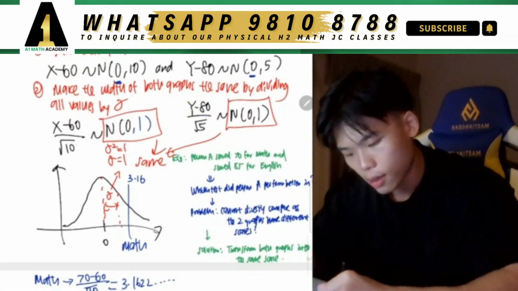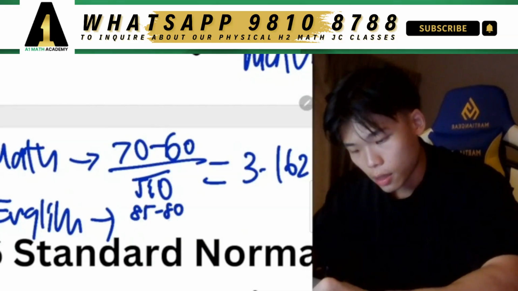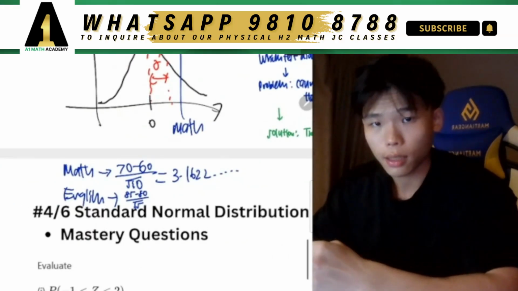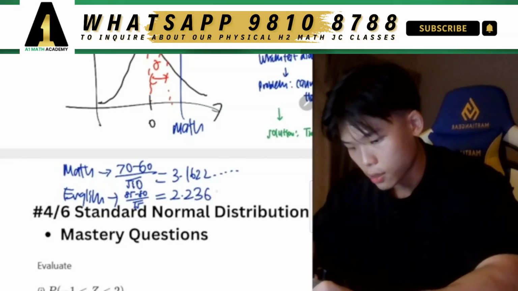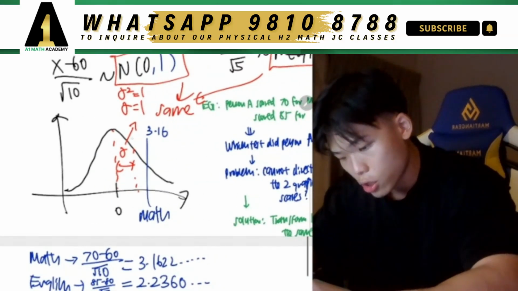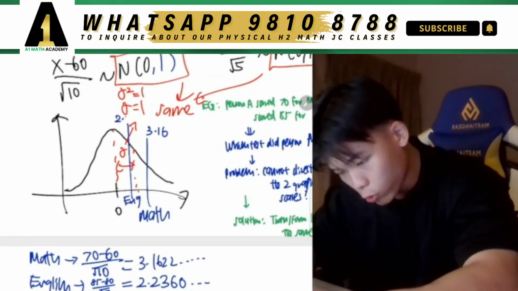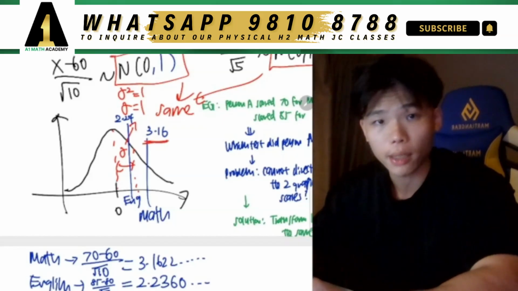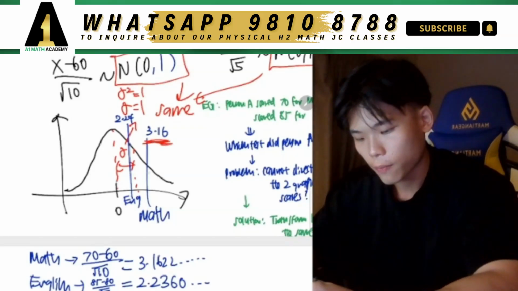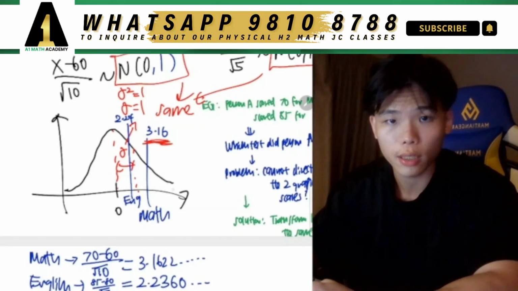So that means I take 85 minus 80 over root 5. So 85 minus 80 divided by root 5. I get a value of 2.2360... That means my English is somewhere here, 2.24. So it is clear for us to see that he performed better in math, because the percentage of people who actually got his score in math is lower than the people who got his score in English, right?